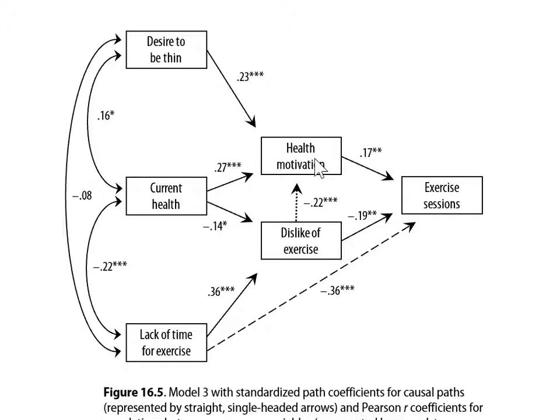The path from health motivation to exercise sessions is identified with the statistic 0.17 and 2 asterisks. What is this all about? That is a standardized path coefficient. Its interpretation is essentially the same as a standardized multiple regression coefficient, a beta weight for multiple regression. It's a positive value, meaning that as scores on health motivation increase, number of exercise sessions also tends to increase. 2 asterisks means that it's statistically significant.